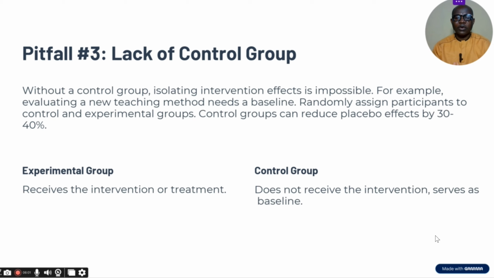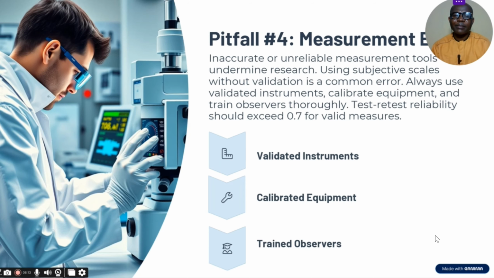Okay, and we must have a control group. This is how we tell if our intervention has actually brought about any impact. Now, the next thing we're going to talk about is measurement bias.